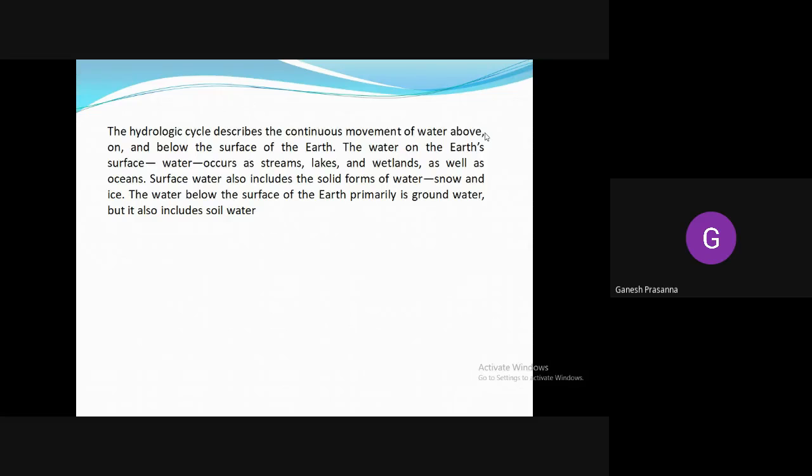But that doesn't mean it becomes another part. They become a part of the surface water itself, because that ice and the snow are available on the surface of the earth itself, not below the surface of the earth. So that's why they also contribute to the running water, the perennial water. Okay, so that's why they become surface water.